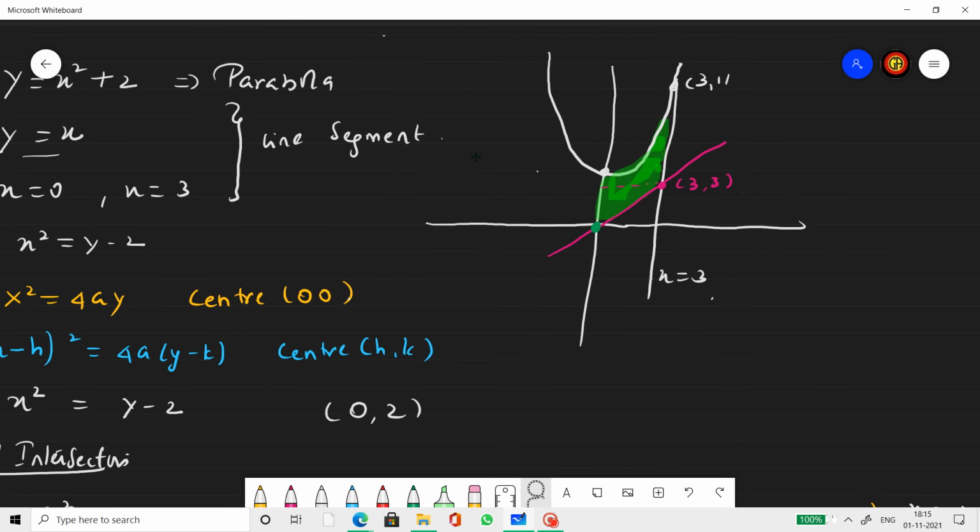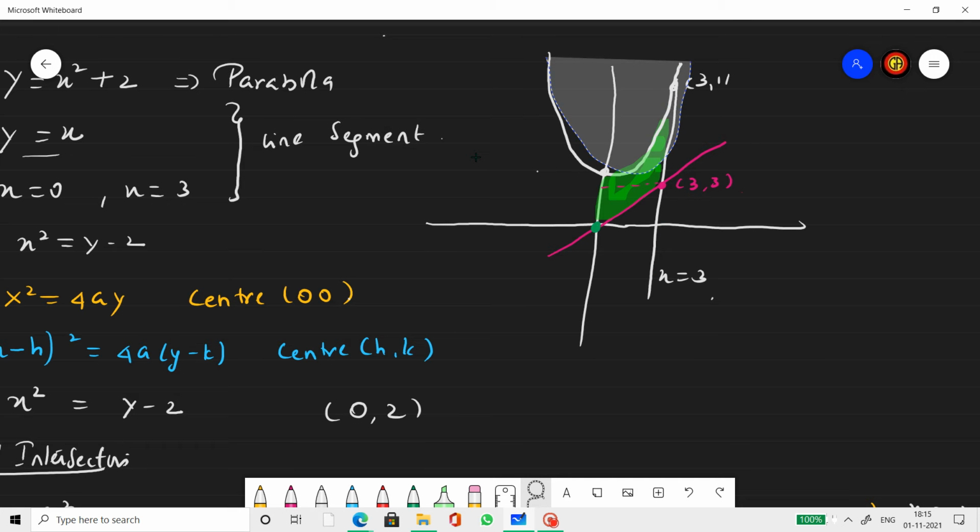First, the line x equal to 3 is drawn, which meets the parabola at 3, comma 11 and which meets the other line at 3, comma 3. But this can be drawn only after you draw this line. So this is the line which is not touching this parabola. So this is the line y equal to x, which is not touching the parabola and touching the line x equal to 3 at 3, comma 3.